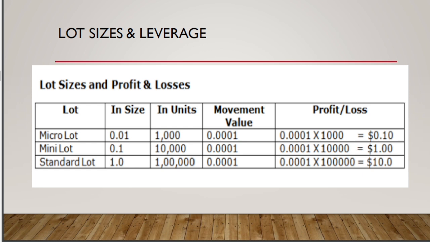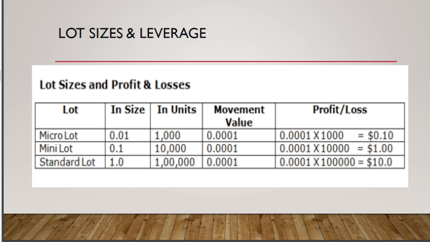So lot size, we have them in three sizes. We have micro lot, we have mini lot, and we have standard lot. Your lot size can either make you or destroy you. And we have them in units. In size, we have 0.01, which is the smallest. We have 0.1, which is the mini lot, and we have standard lot, which is 1.0. By the time we start the practical, I'll begin to show you how these things work.